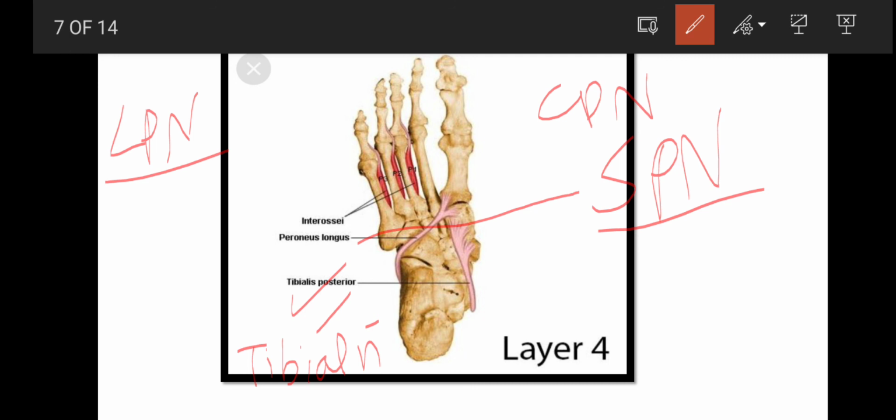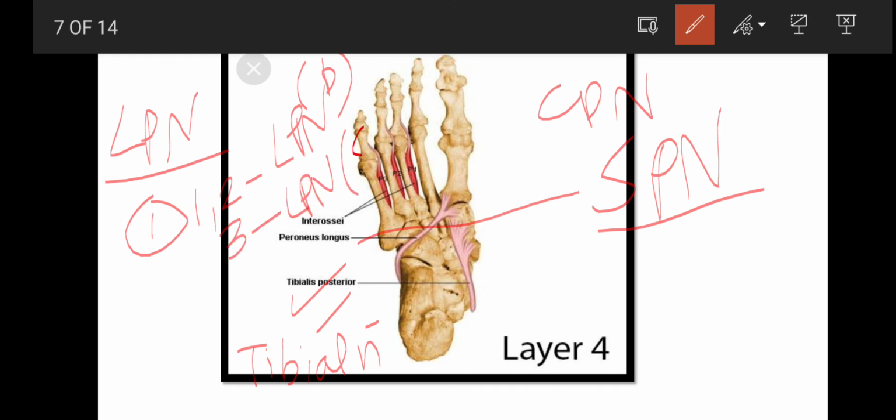In case of plantar interossei, the first and second are supplied by lateral plantar nerve, that is the deep branch. Third is supplied by lateral plantar nerve, that is the superficial branch. We have to know that there are only 3 plantar interossei muscles and 4 dorsal interossei muscles. Out of the 4 dorsal interossei muscles, the first 3 are supplied by deep branch. The last one is supplied by superficial branch of lateral plantar nerve.